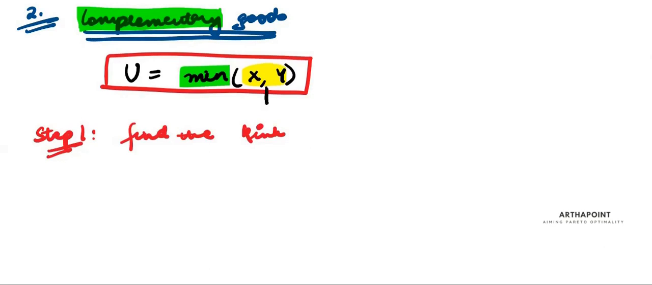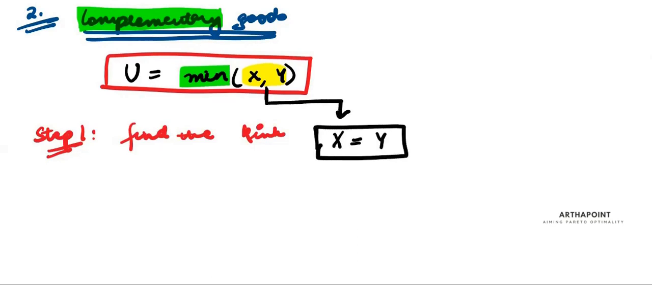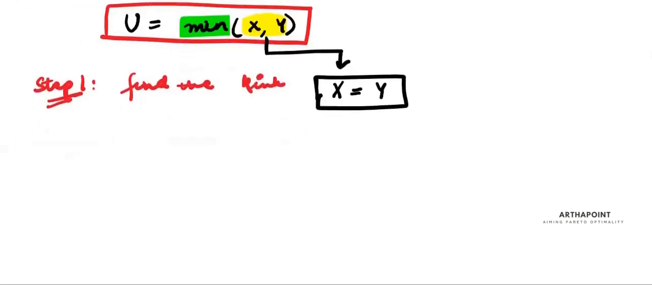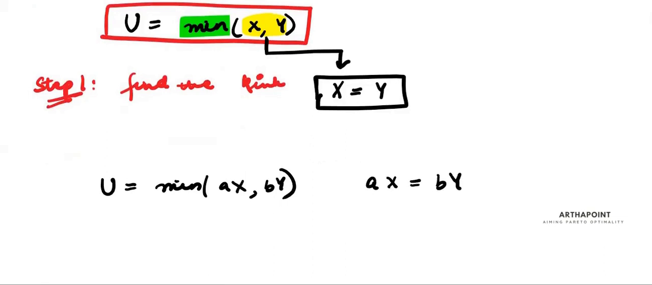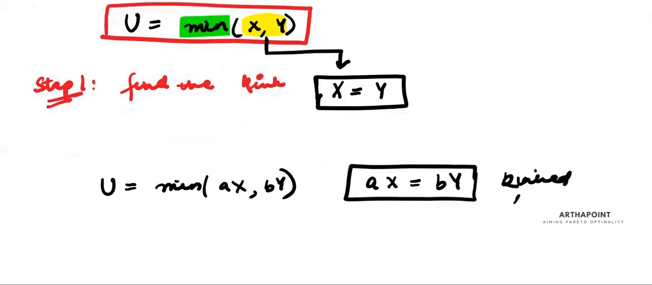So for example, here, if I have x and y, I will equate x equal to y. And that will give me the kink line. Had my utility function been u is equal to min of ax comma by, then I would have equated ax equal to by, and this would have been my line of kink or kink line. This is how we solve it for complementary goods. Whatever comes inside the min function is supposed to be equated.